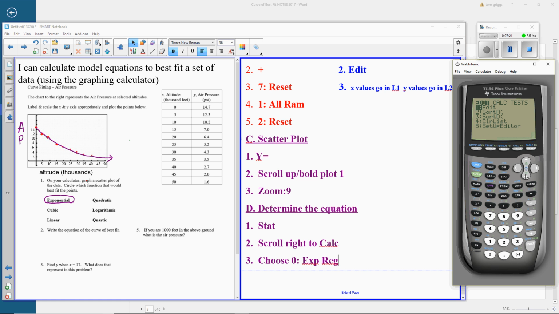Stat, scroll to the right to Calc, and then we're going to scroll all the way down. I want to make sure, yeah, the 0 is EXP reg. So that's Stat, scroll right to Calc, and that's 0. Depending on your calculator, if you've got a newer calculator, you're not going to have to enter 4 or 5 times. My calculator is an older version, so I hit enter once. Oh, nope, this is actually doing the same thing your calculator probably will. So you have to keep pressing enter basically until you get to calculate, and then hit enter one more time, and it should calculate an equation for you.